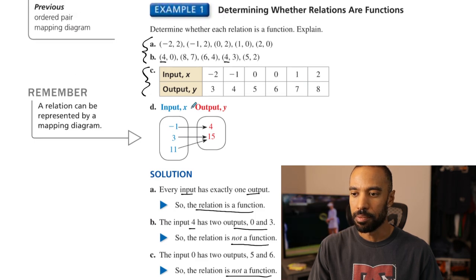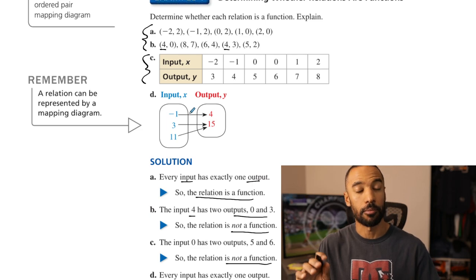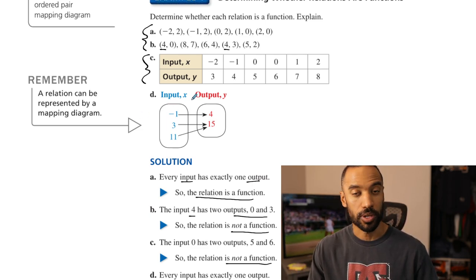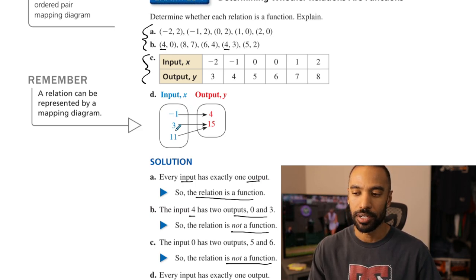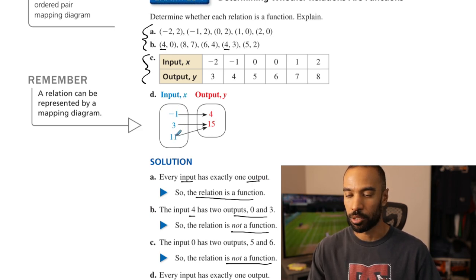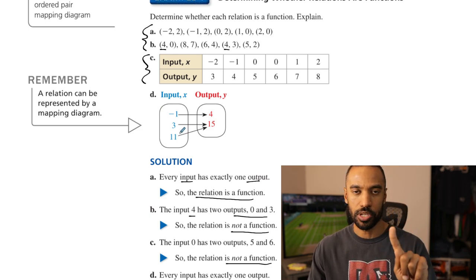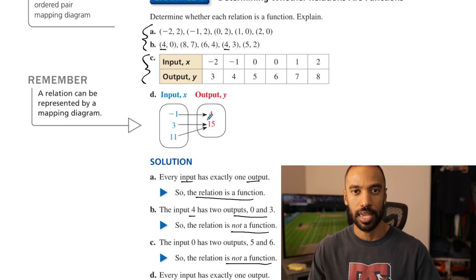Now, part D, we have what's called a mapping diagram. Now, this is going to be a little bit different as far as representation. I'm going to give you the ordered pair equivalent of this so you can understand it. Because they haven't spoken on domain and range yet, and these have to do with domain and range. But the values here represent your domain. It's not just input, it's your domain elements, because domain elements do two specific things. They are written in increasing order, negative 1 to 3 to 11, that's increasing order, 4 to 15, increasing order, and they don't repeat themselves in domain and range. So these are the domain elements, these are the range elements.